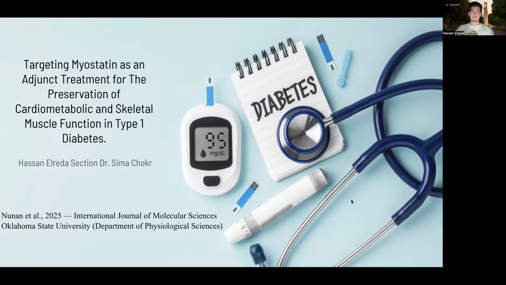This is my journal research presentation for Laboratory 342 Biology with Dr. Sima Chokr. Today we're going to be focusing on targeting myostatin as an adjunct treatment for the preservation of cardiometabolic and skeletal muscle function in type 1 diabetes. This research focuses on how muscle health can influence overall glucose control. Below, I have the article, Noonan 2025, International Journal of Molecular Sciences, Oklahoma State University, Department of Physiological Sciences.